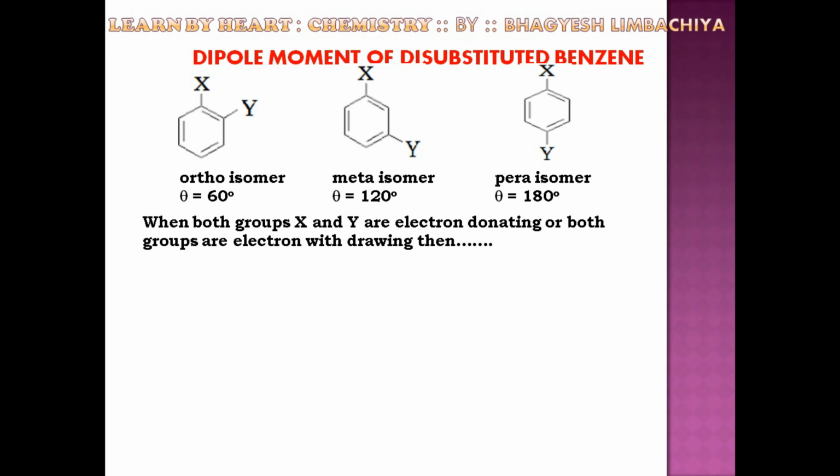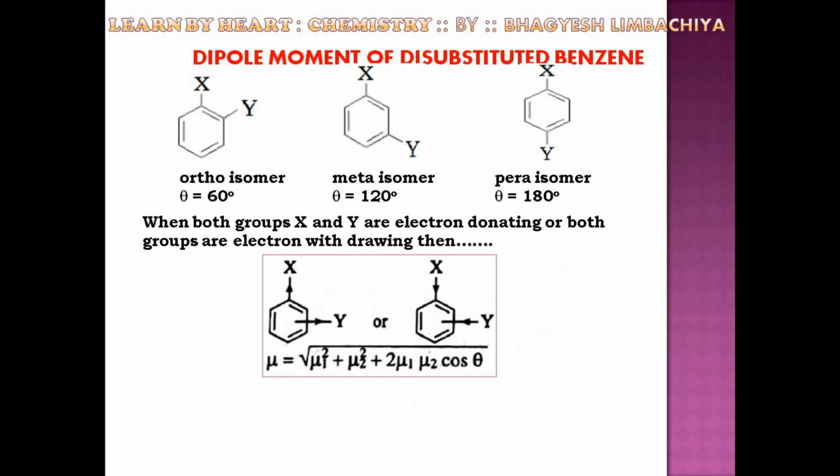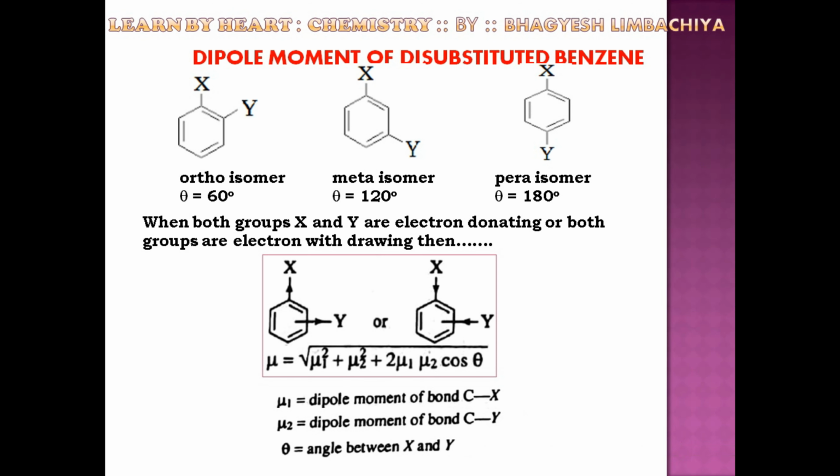So when both groups X and Y are electron donating or both the groups are electron withdrawing, then the formula of overall dipole moment is under root mu1 square plus mu2 square plus 2 into mu1 mu2 cos theta, where mu1 is the dipole moment of the bond Cx, mu2 is the dipole moment of bond Cy, and theta is the angle between x and y.